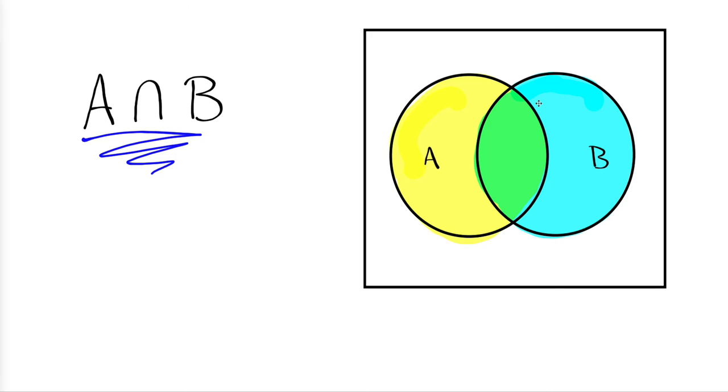Same with how you used to do it on a number line, where you would shade both of the number lines individually and then try to figure out the answer from there. Venn diagram is pretty much the same. So this green would be the correct final answer.